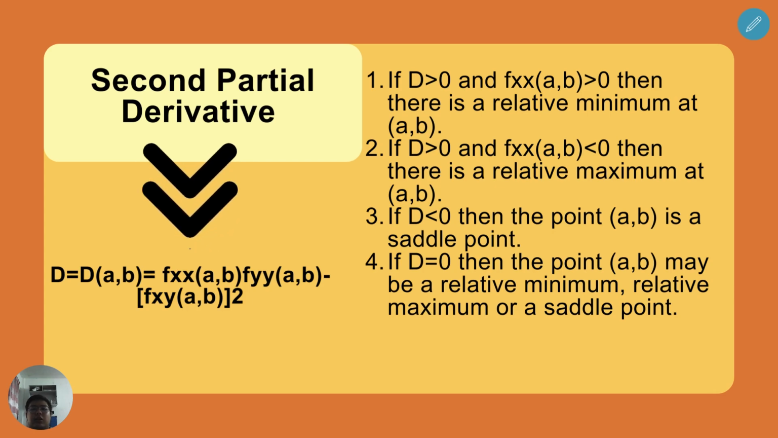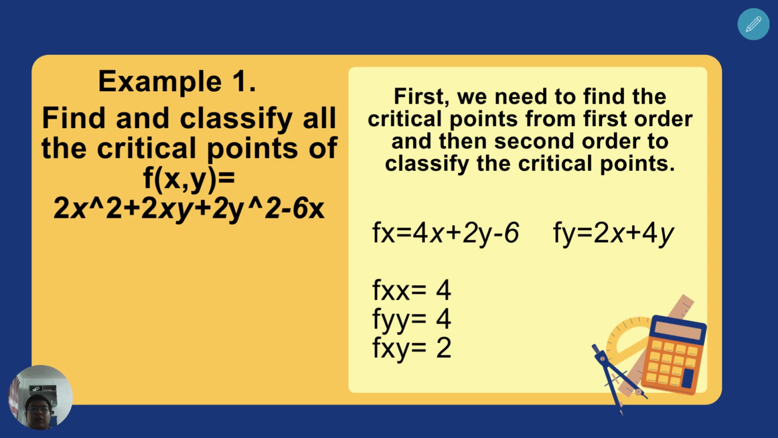Okay, there are four types of conclusion of the second partial derivative. Number one, if D is bigger than 0 and fxx is bigger than 0, then there is a relative minimum at point (a,b). Second, if D is bigger than 0 and fxx is smaller than 0, then there is a relative maximum at point (a,b). Number three, if D is smaller than 0, then the point (a,b) is a saddle point. Number four, if D is equal to 0, then the point (a,b) may be a relative minimum, a relative maximum or a saddle point.